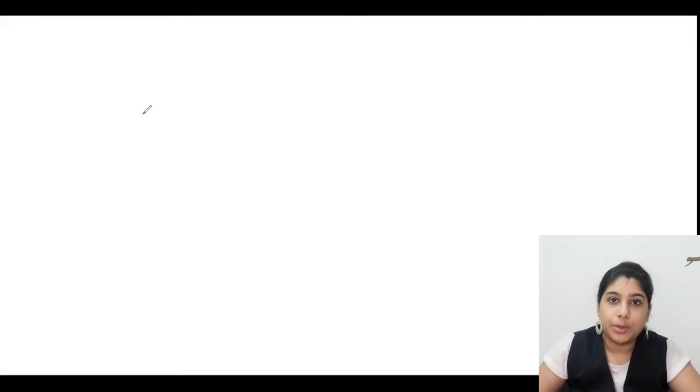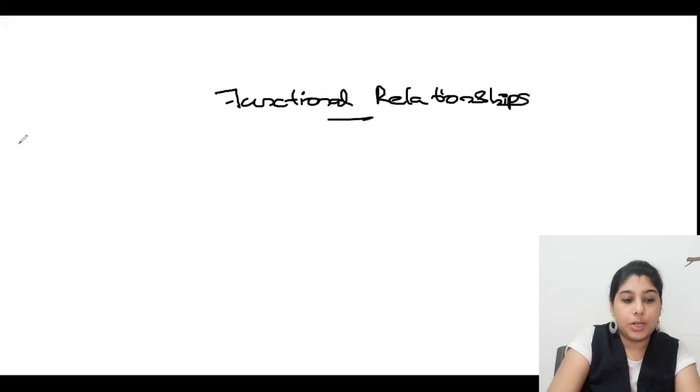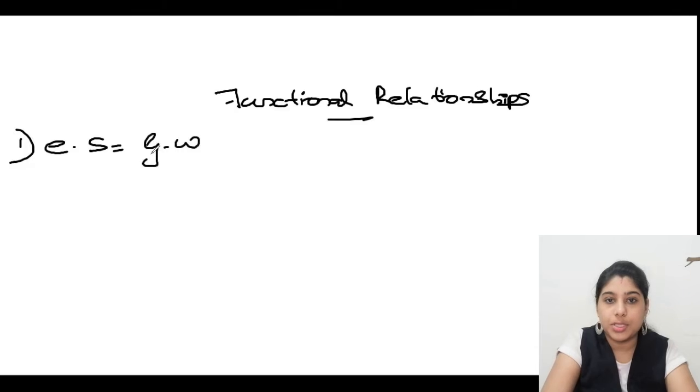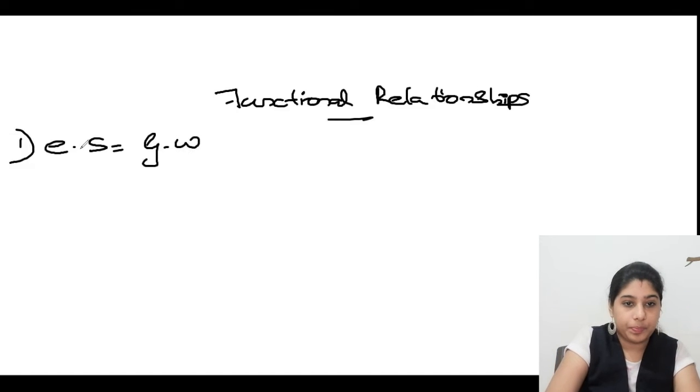Today, in our session, we are going to discuss the functional relationships and the related problems. First is e into S is equal to G into w. G is the specific gravity, w is the water content, S is the saturation, e is the void ratio. And what is the difference between void ratio and porosity? That we have said that we will discuss now.